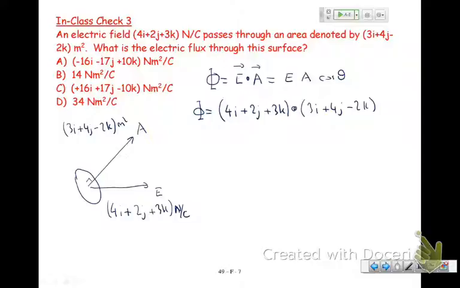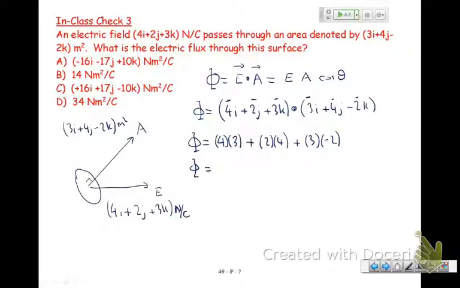And then I'm going to do my dot product, where you just multiply the coefficients together. So that's 4 times 3 plus 2 times 4 plus 3 times minus 2. I just took the first one times the first one, added to the second one times the second one, and the third one times the third one. Remembering that the negative sign must be included.